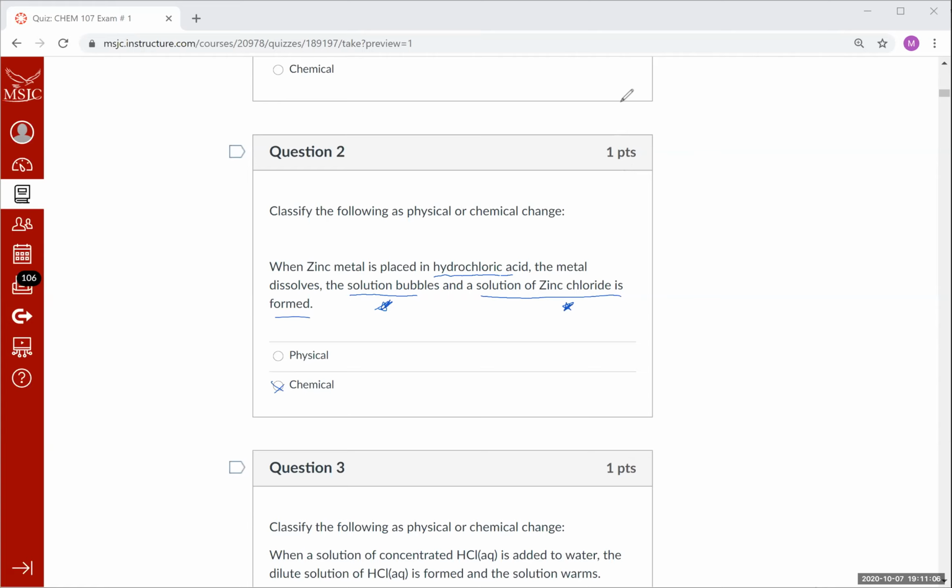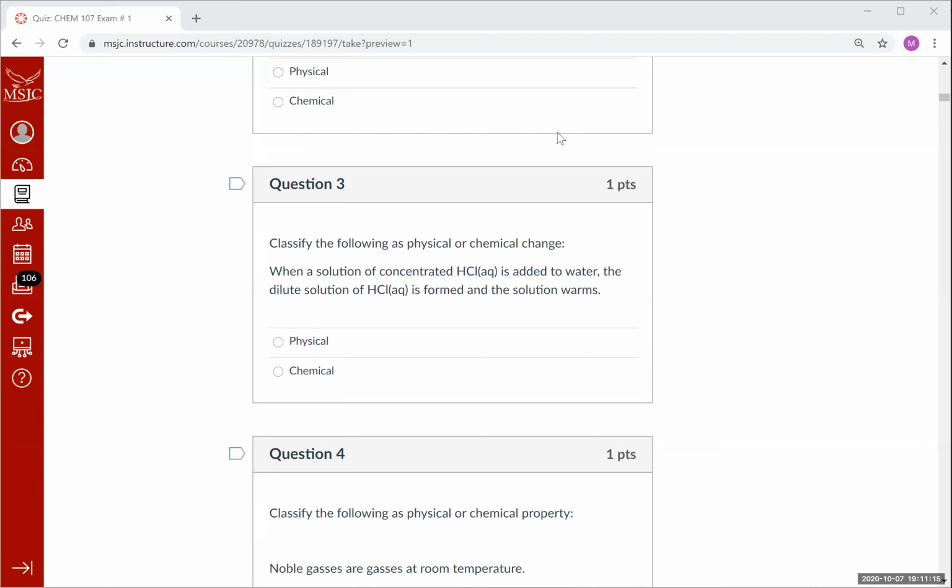So let's clear this and let's look at the next problem. In question three, we're given that a solution of concentrated hydrochloric acid is added to water, a dilute solution is formed, and the solution warms. So what do we call when we add something to water, when we mix something? What property are we concerned with here when we mix something to make a solution? Solubility. Yep, exactly right, solubility.